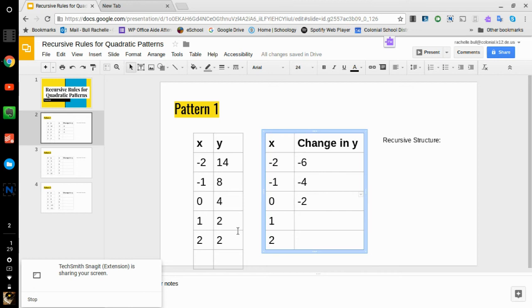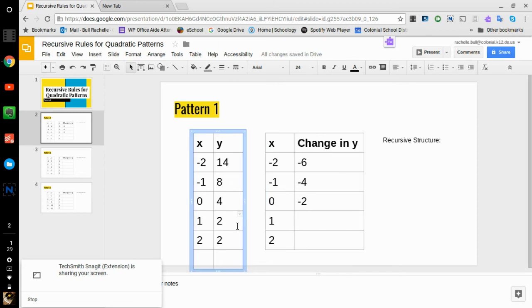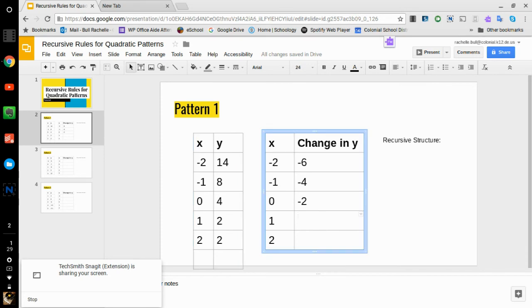So let's continue our change and see if we can figure out another pattern. This one was -4. From here to here was -2. From here to here it's -0. Hopefully you're starting to see what I'm seeing. Every single time the change is changing by 2. So the second difference would be +2, +2, +2.